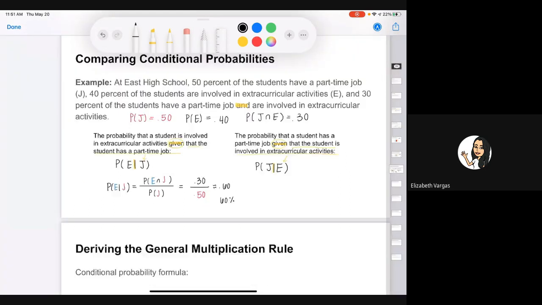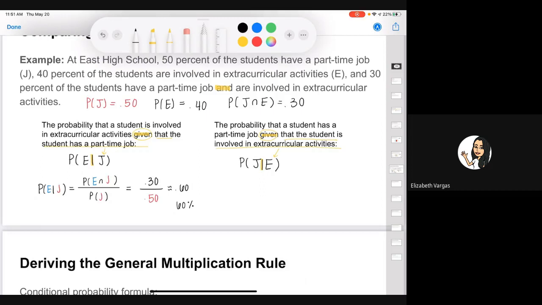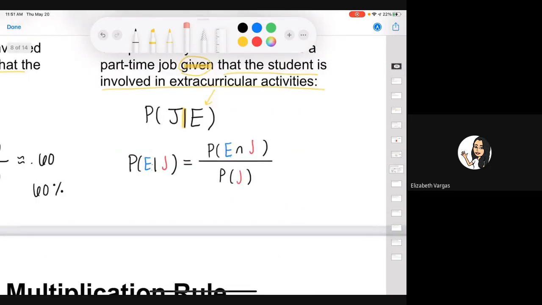Okay, so what I'm doing here is first I'm writing my conditionals, and then I'm plugging that information into my conditional formula and then using that to solve. So I'll move this over here. But I need to change it around, because now I have the probability of J given E. So what is the probability of J given E?